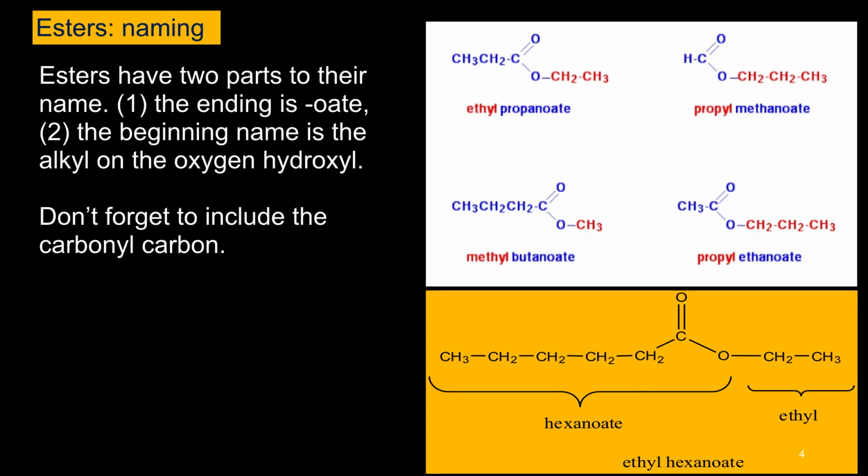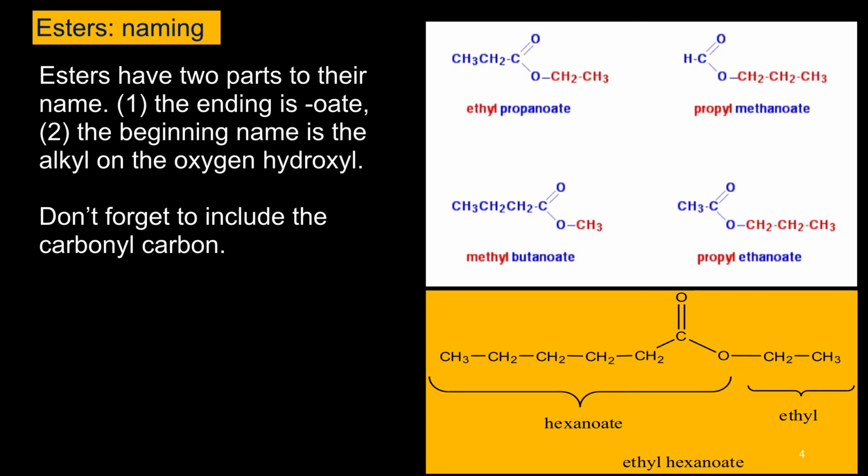Beginning at top left, the carbonyl chain has 3 carbons, and the alkyl group has 2. This is called ethyl propanoate. The top right molecule has only 1 carbon in the carbonyl chain and a propyl group for its alkyl chain. It is called propyl methanoate. The middle left molecule has 4 carbons in its carbonyl chain and a methyl for its alkyl group. It is called methyl butanoate.